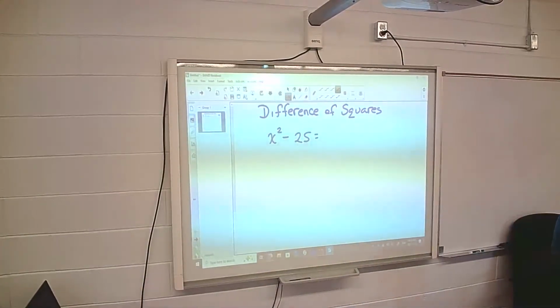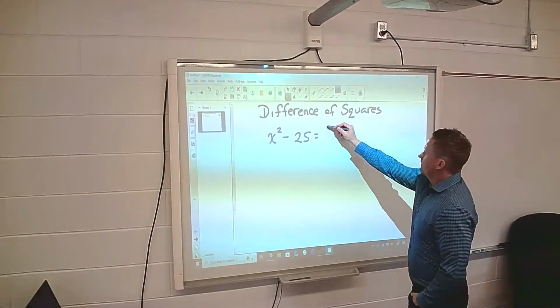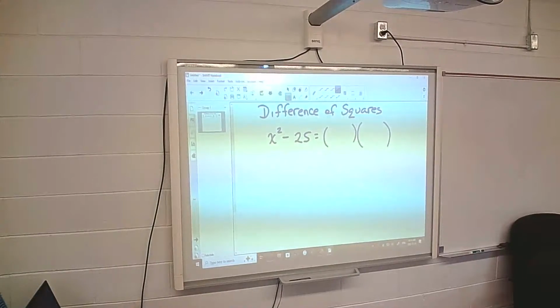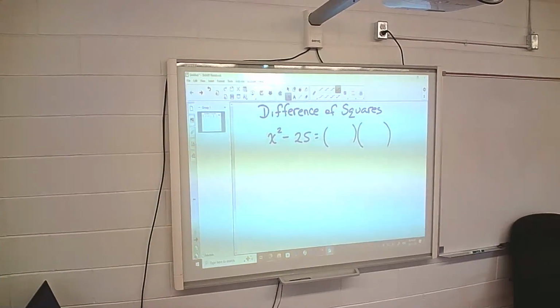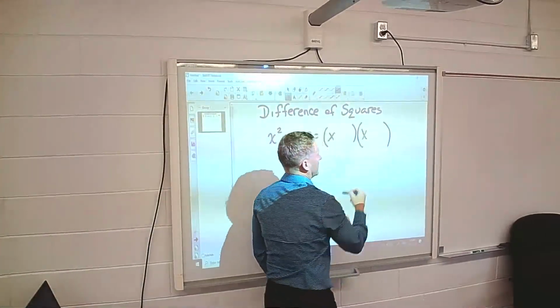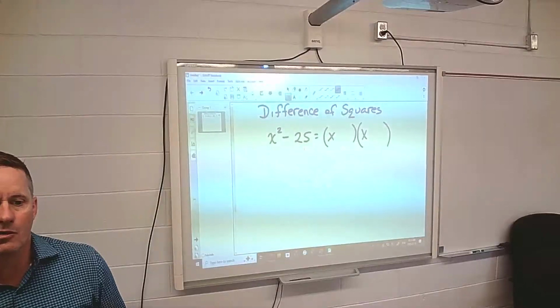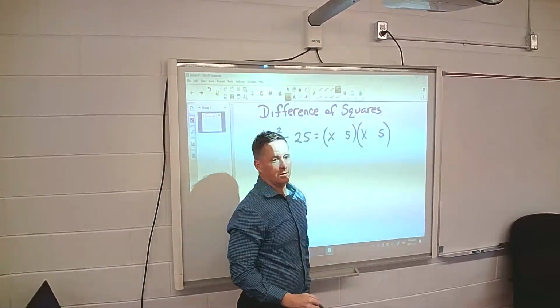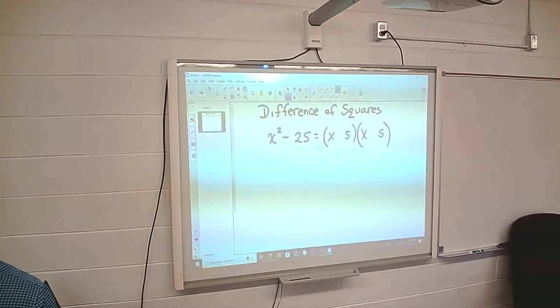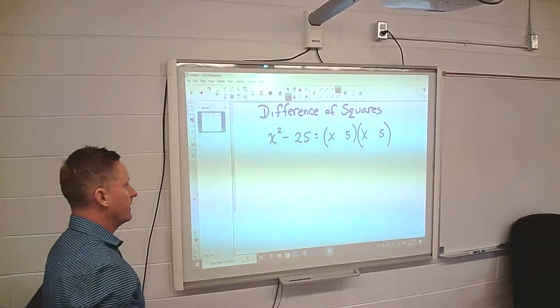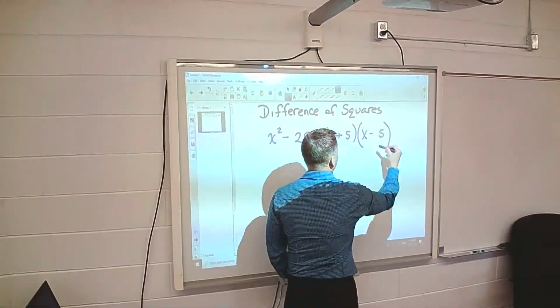Getting all excited here. That's one way to look at it. The second way to look at it is to look at it like this. Put two sets of brackets. Exactly what you've done so far, right? What are the factors of x squared? X and x. That goes there. And what is the square root of 25? 5. So 5 goes here and 5 goes here. So it's the same every time. And this is the catch to it. One bracket is a plus and one bracket is a subtract. Difference of squares. X plus 5, x subtract 5.